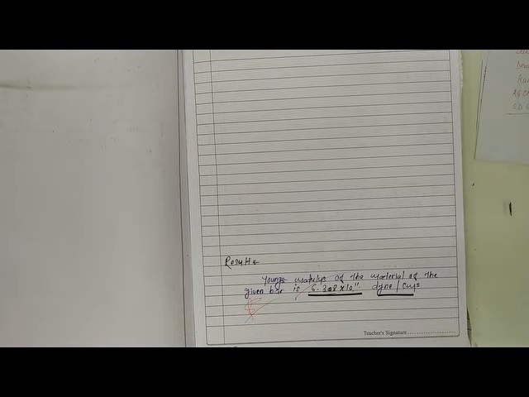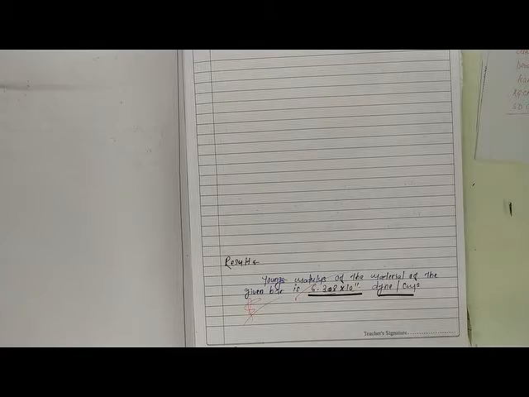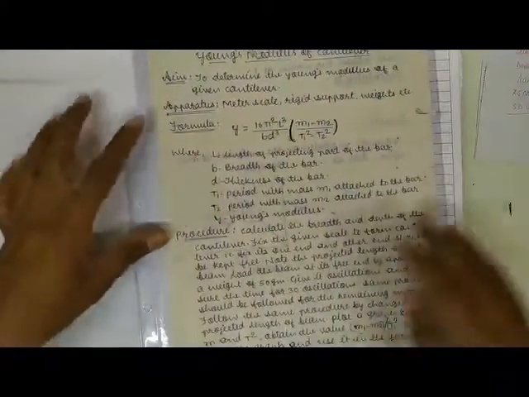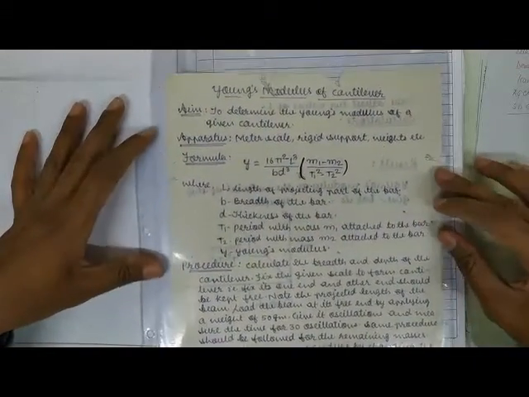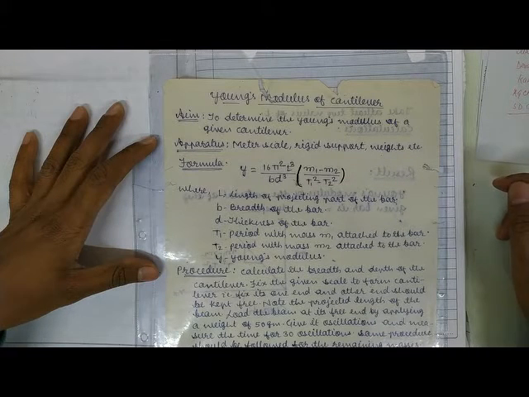So yes, this is how the methodology and the calculation part of this particular experiment, which is Young's modulus by cantilever, or we can say Y by cantilever, or Y by bending also. It is an oscillation method. So this is all about this particular experiment.